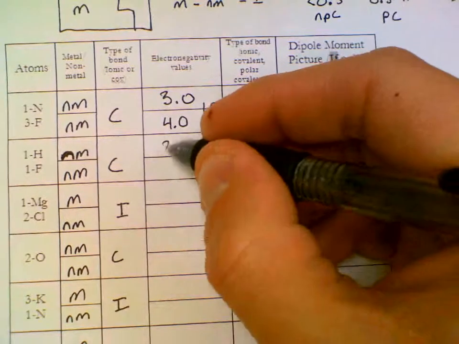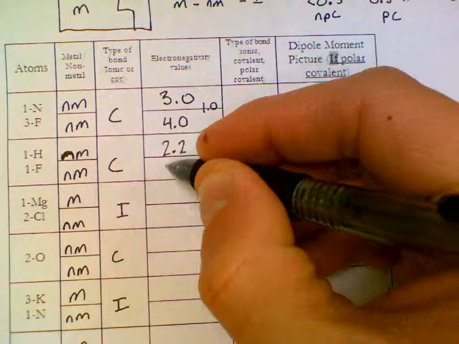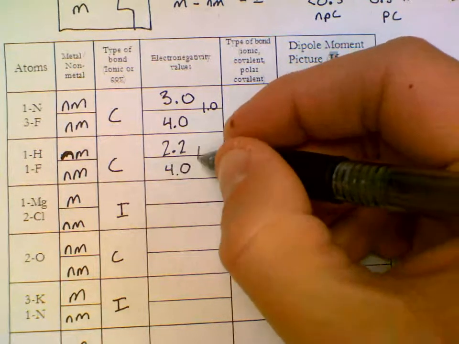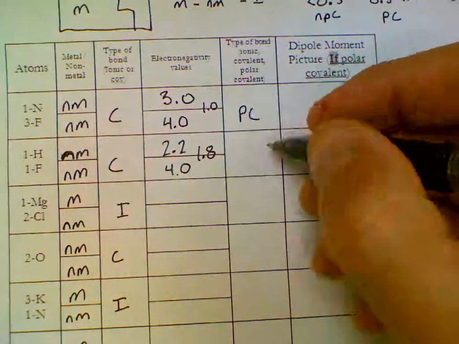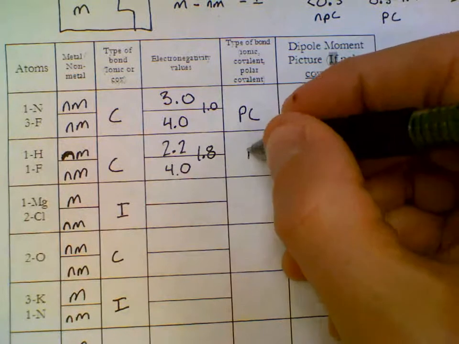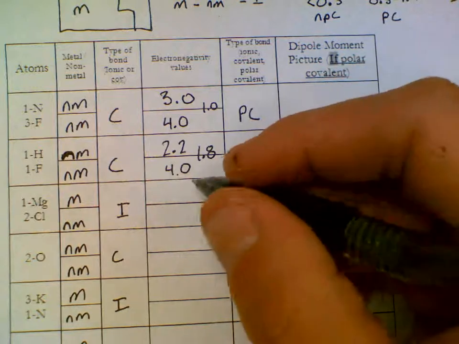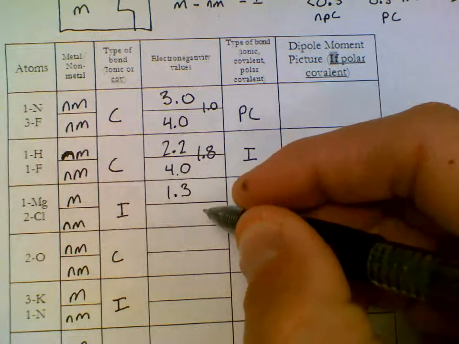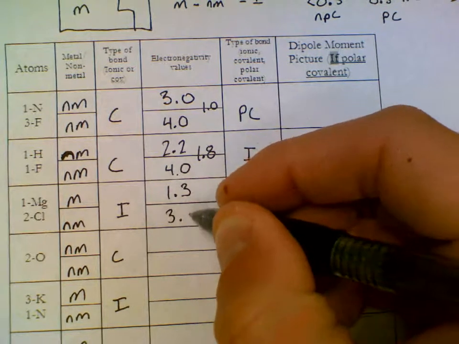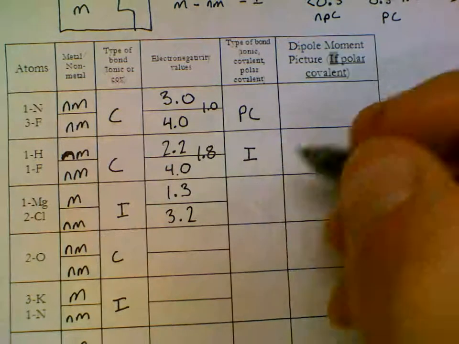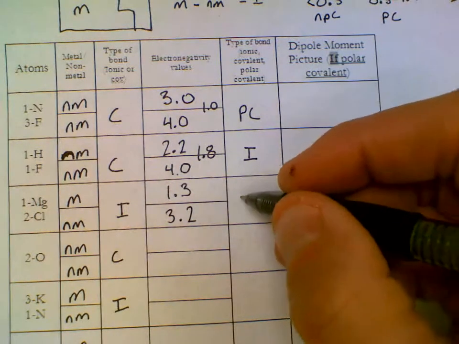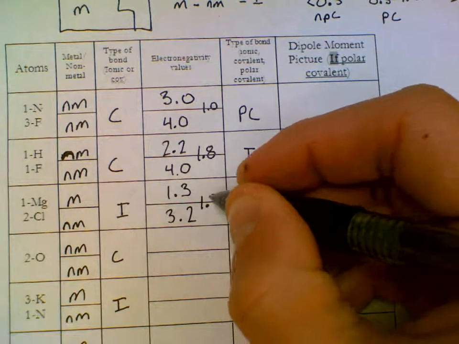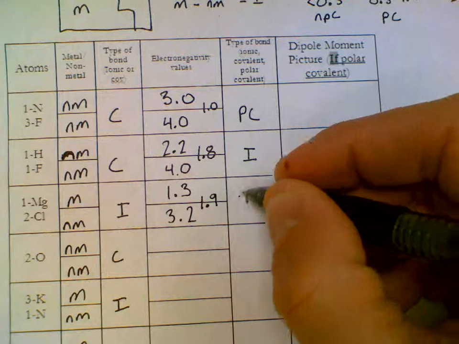Hydrogen is 2.2. Again, that's from my resource. We already used fluorine right here, 4.0. 4 minus 2.2 is 1.8. That puts me above 1.7, so that's ionic. Magnesium is 1.3. Chlorine is 3.2. 3.2 minus 1.3 is a 1.9 difference, which gives me ionic.